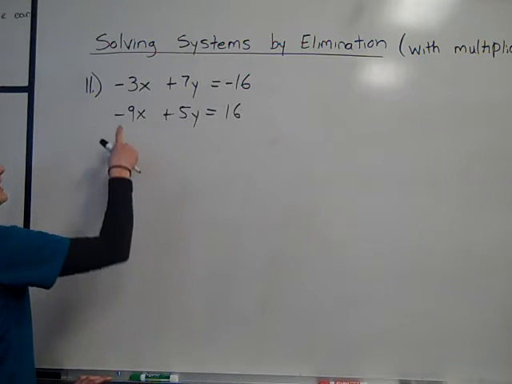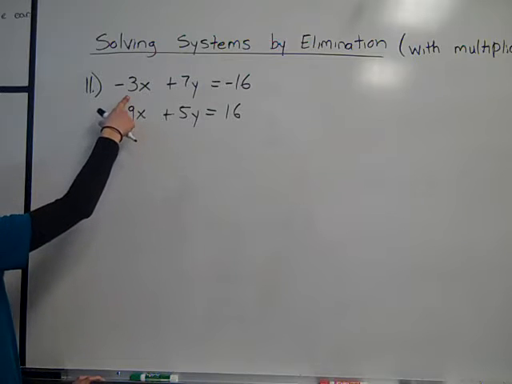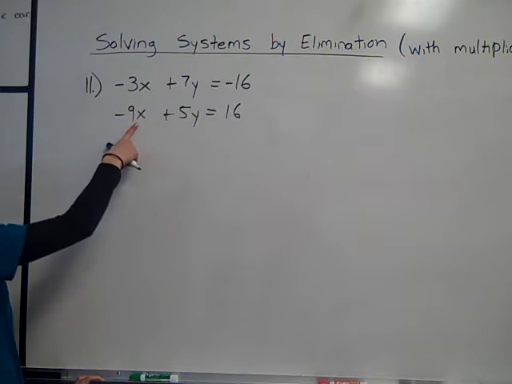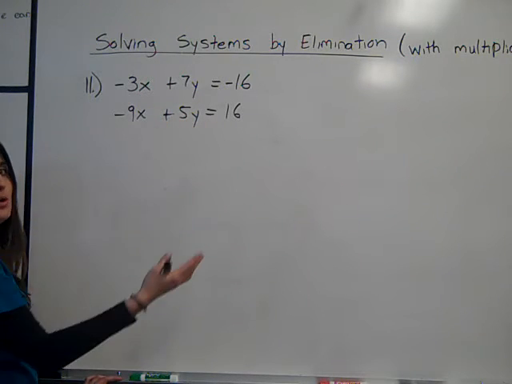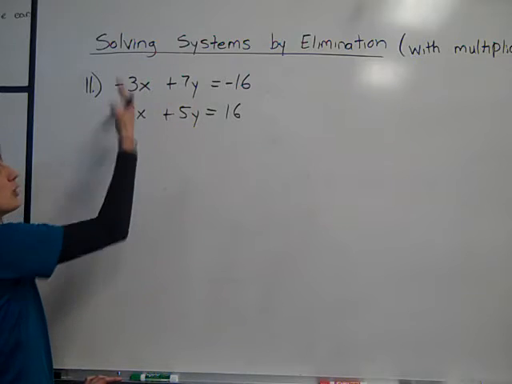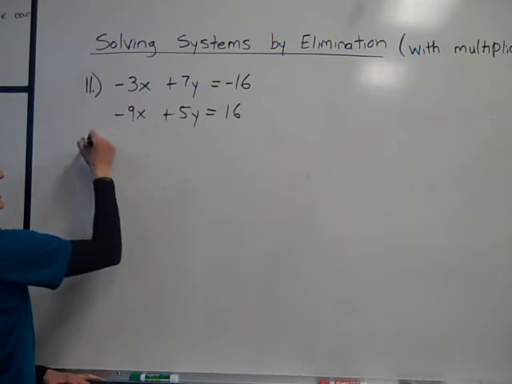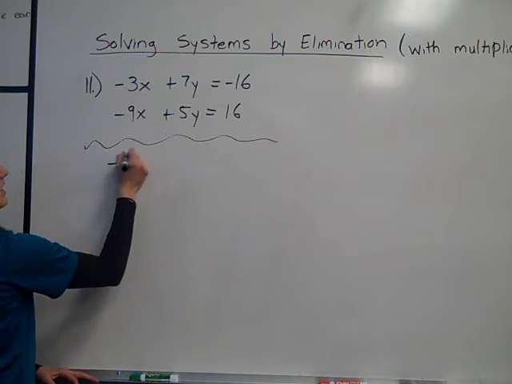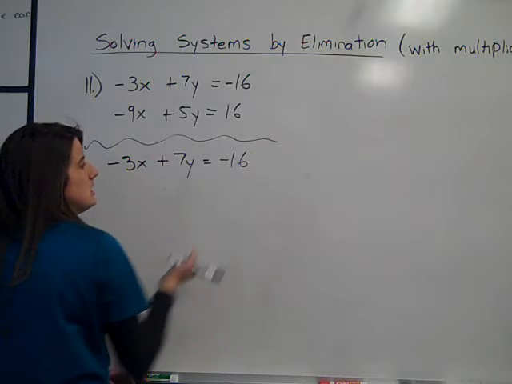So you're going to look to see if there's anything you can multiply to get to the other number. So for 3, you can get 3 times 3 to give you 9. If we check our y's, there's no whole number that you can multiply by 5 to get to 7. So we're going to focus on the x's. I'm going to bring the first equation down. -3x plus 7y equals -16.